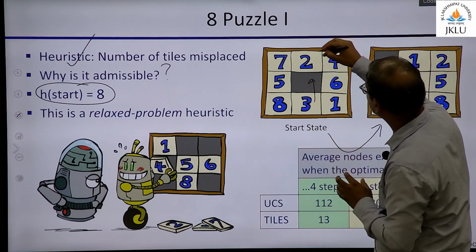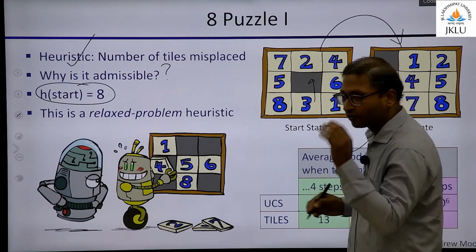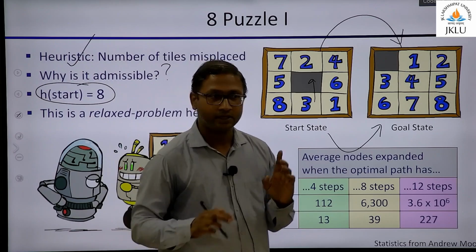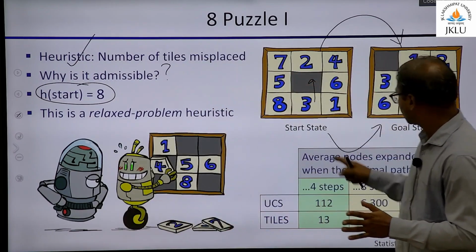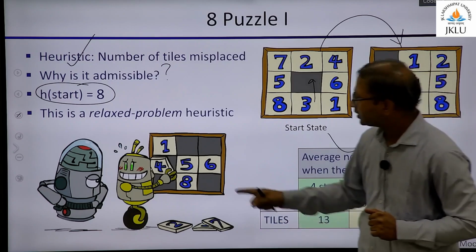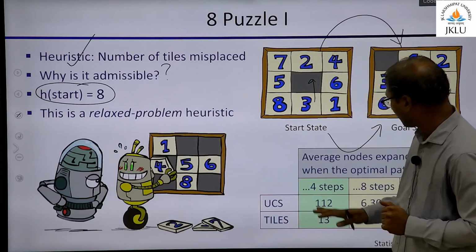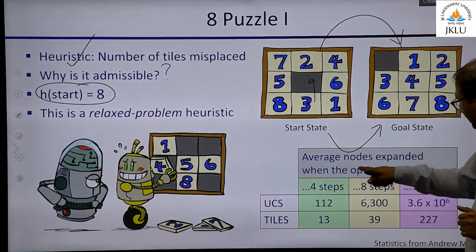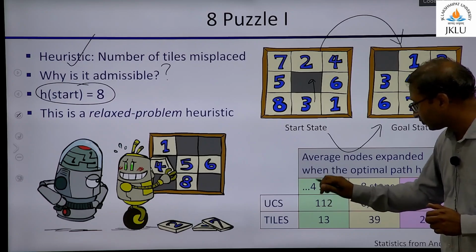This problem of going from here to here, following all the rules, will certainly take greater than 8. Okay, so this is admissible. This is a relaxed problem heuristic. Now some statistics: the average nodes expanded when the optimal path has 4 steps.